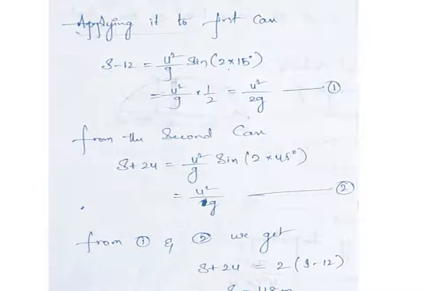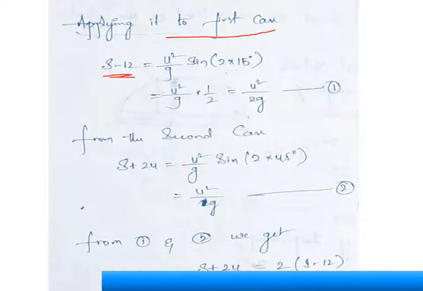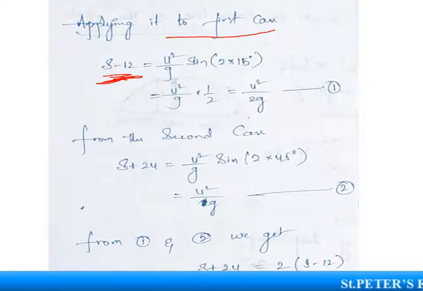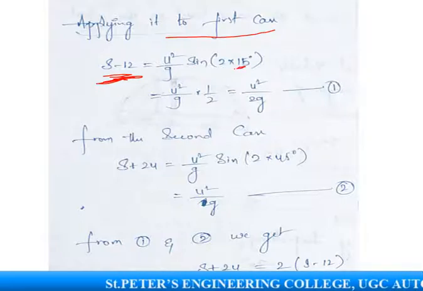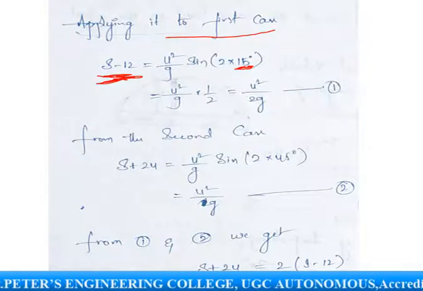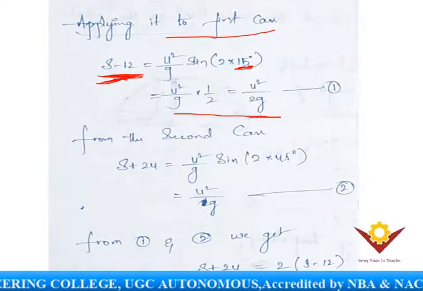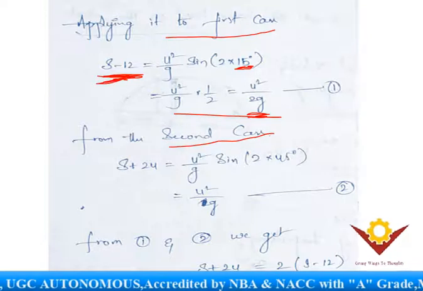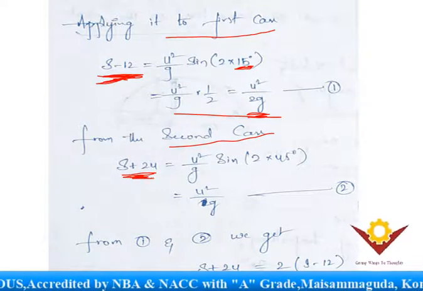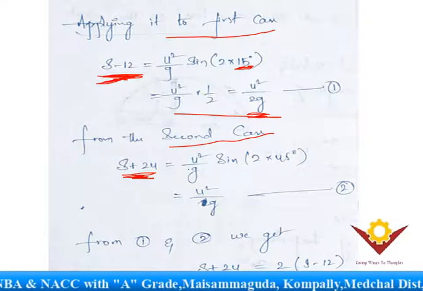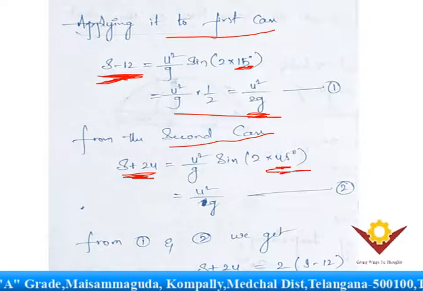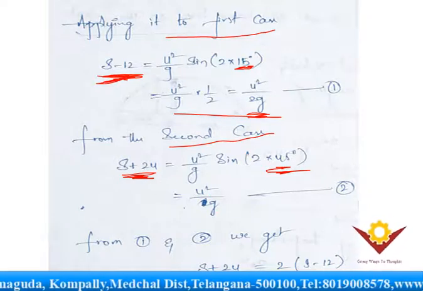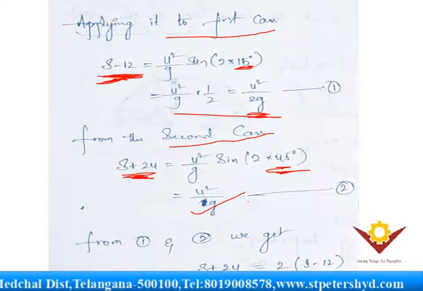Now we'll apply one case and later the other case. Applying it to the first case, this is the range formula, where the distance R is S minus 12 for the first case, equal to U square by G sine 2 alpha, with alpha 15 degrees, when it falls short by 12 meters. If you simplify this, you get the first equation. For the second case, it is S plus 24. You can see the figure, and if you substitute the angle for the second case, 45 degrees, and simplify, you get U square by G.